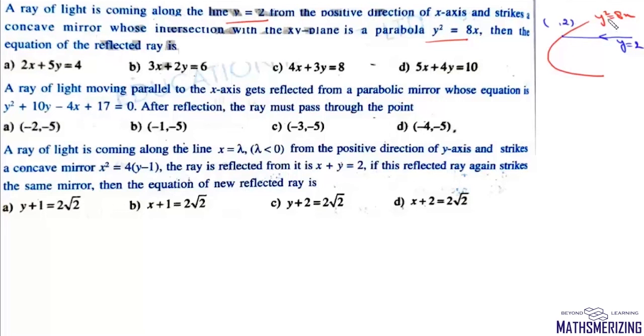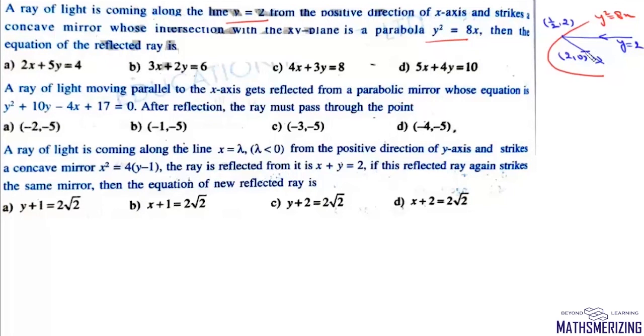So we'll put y as 2. We'll get x as 1 by 2. So this point will be 1 by 2, comma 2. Now after reflection, it will pass through focus of parabola. So we know that focus of this parabola will be at a comma 0. So it will simply be 2 comma 0.